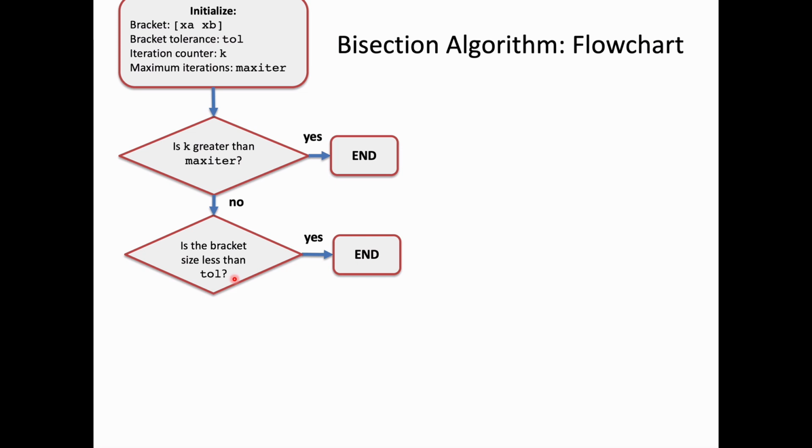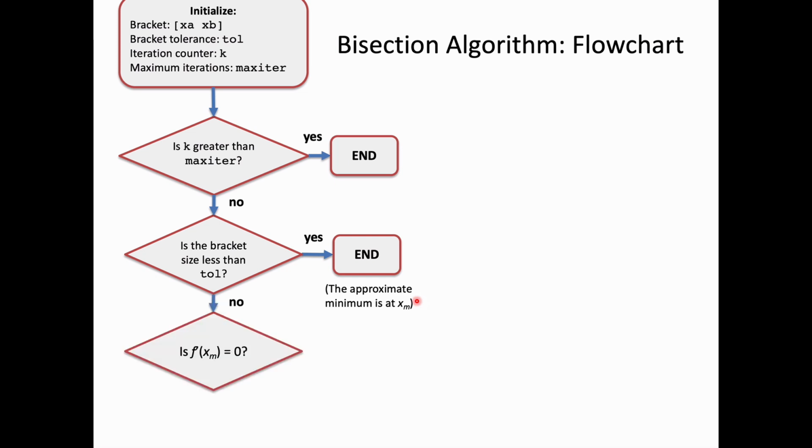This is the case where we have successfully shrunk the bracket size to a value that's small enough that we are happy with the accuracy, or we're close enough to the value of the true minimum. So this is the result. This result is the approximate minimum, and the midpoint is what we report as the approximate minimum.